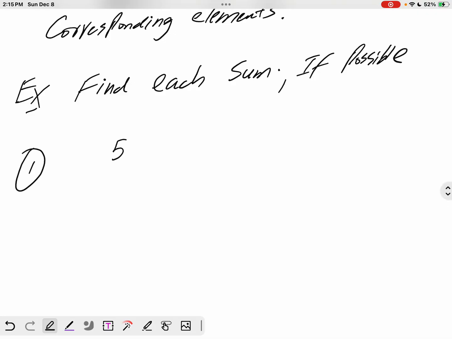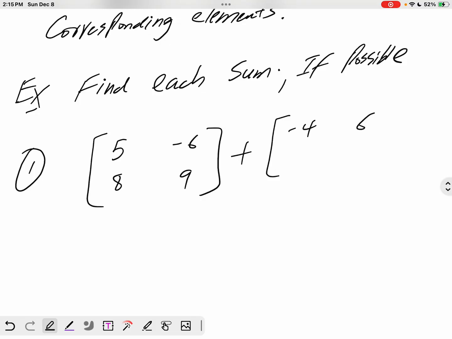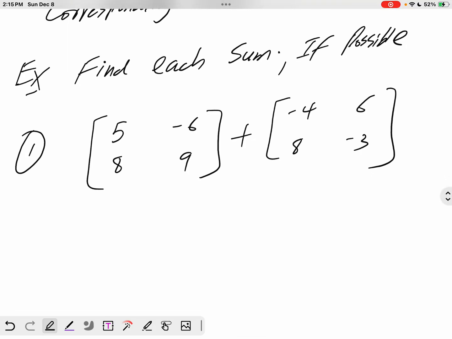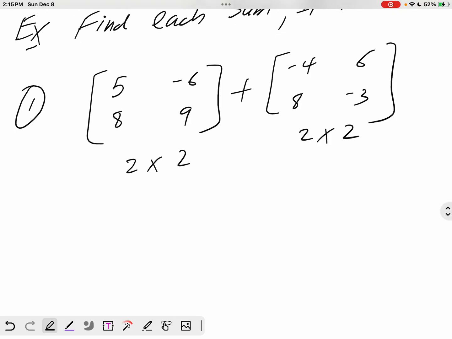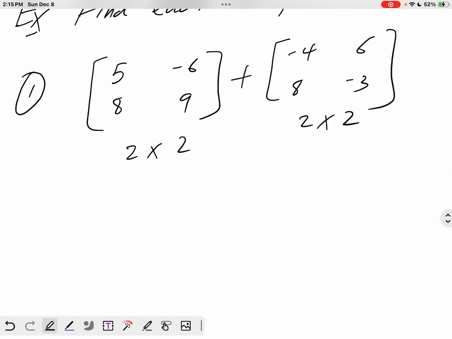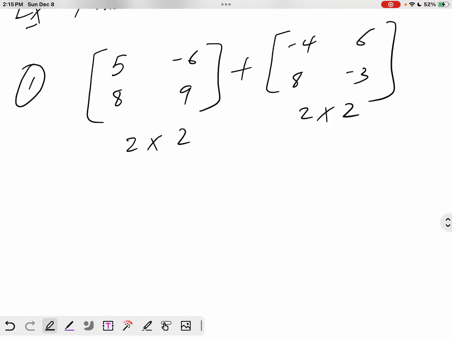So for example, number 1 says [5, -6; 8, 9] plus [-4, 6; 8, -3]. If you look carefully, the first and the second are square matrices. They are 2 by 2, 2 rows and 2 columns. This means addition is possible. So here we just add the corresponding elements.